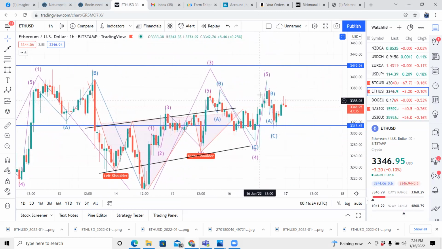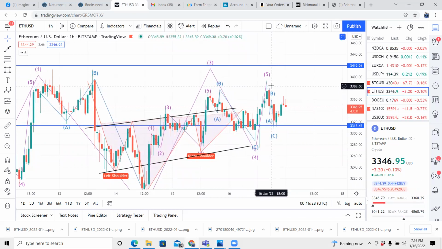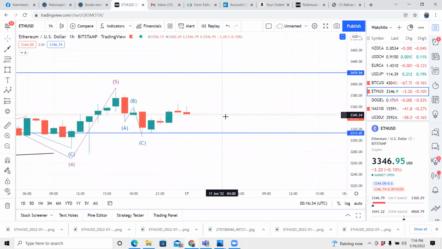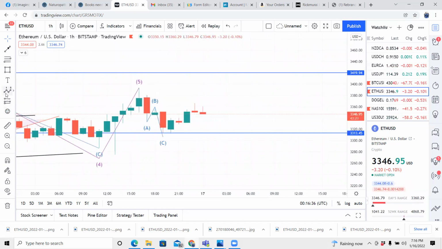And then we have the what? 5. And then we can work it all the way up. 1, 2, 3. We have the 5. Then we have the A, B, C correction. And then guess where we're at right now? We're at this point right now, where guess what we're looking at?